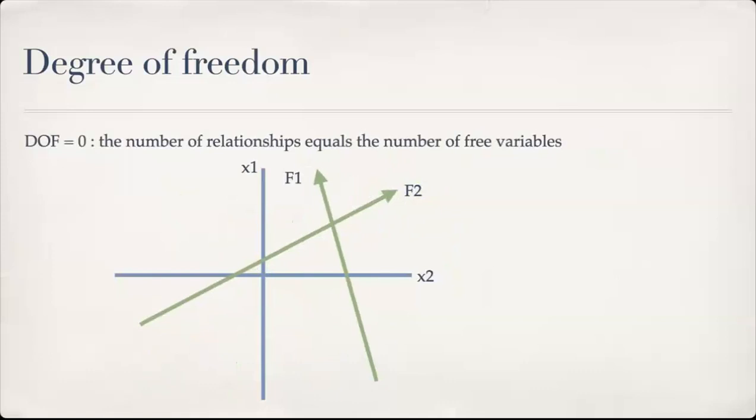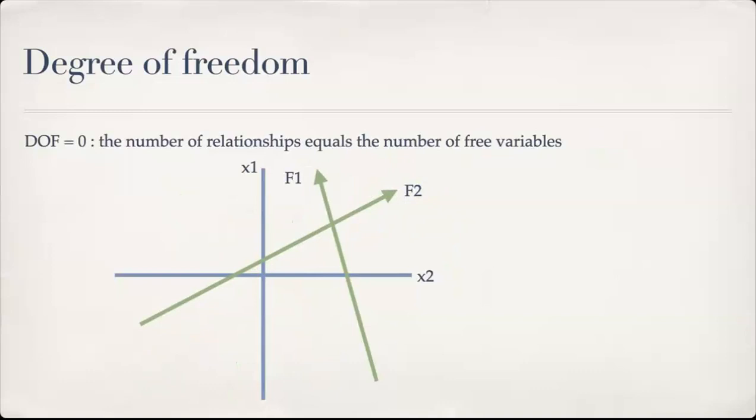Okay. Now we move to a case where the degree of freedom is 0. Actually, I should start my slide from degree of freedom of 2, and then degree of freedom 1, and degree of freedom 0, and then negative. But it's all right. You understand it. Yeah, degree of freedom is 0.